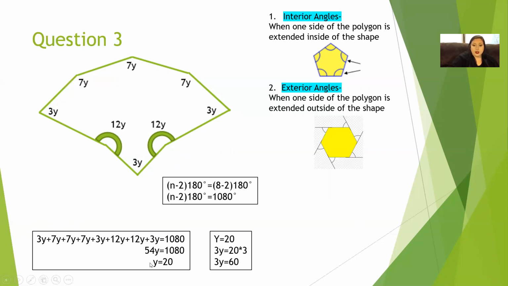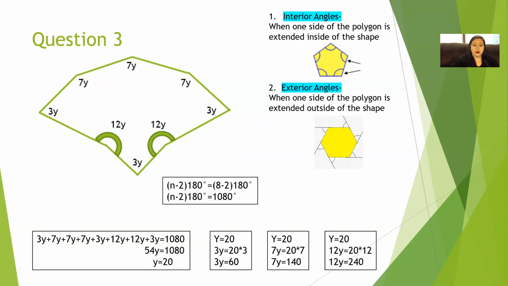So your next step is going to be to plug in 20 for y for each of these different sets. So we're going to start off with 3y because it's our smallest. So we know y equals 20. So then we do 3y equals 20 times 3. So 3y is going to equal 60. And then we're going to do 7y next because it's the next smallest number. So we've got y equals 20. 7y equals 20 times 7. And 7y equals 140.